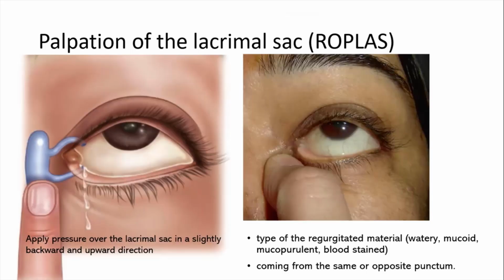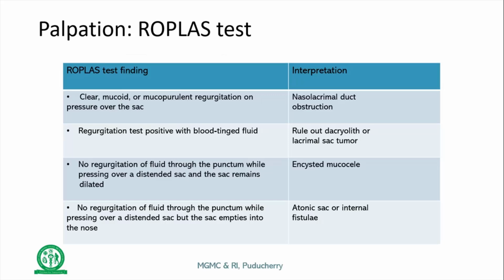Palpation of the sac, we all know we do the regurgitation test very commonly. So one thing that we should remember is we should apply the pressure on the sac in a backward and upward direction. Okay, this is very important. And once the pressure is applied, if there is any regurgitation, normally it is not present. If it is present, you should look for the type of regurgitated material and whether it is coming from the same or opposite punctum.